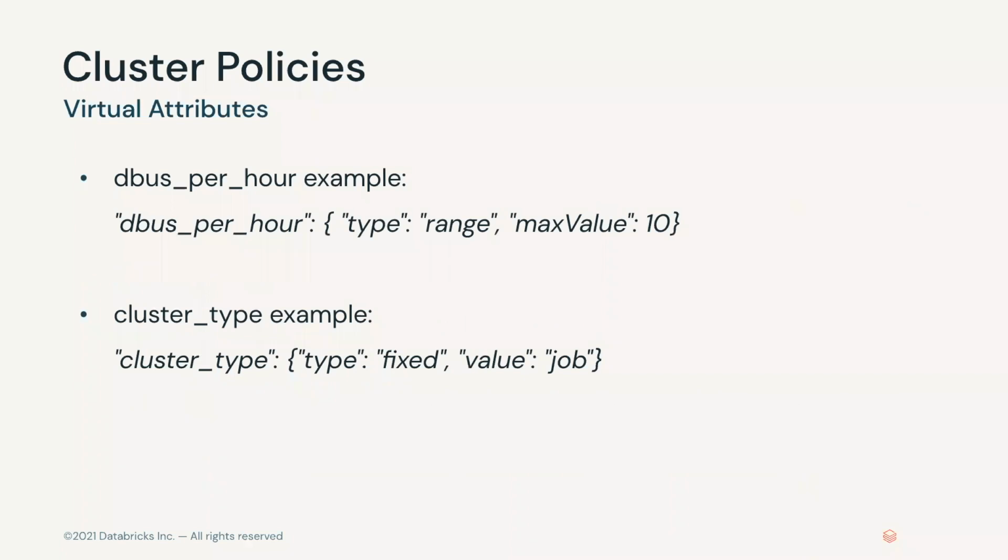And so these are just some examples of that, where you can give a range with a max value of 10 so that someone's able to only create a cluster of 10 DBUs per hour. And then obviously also that they can only create a job cluster.